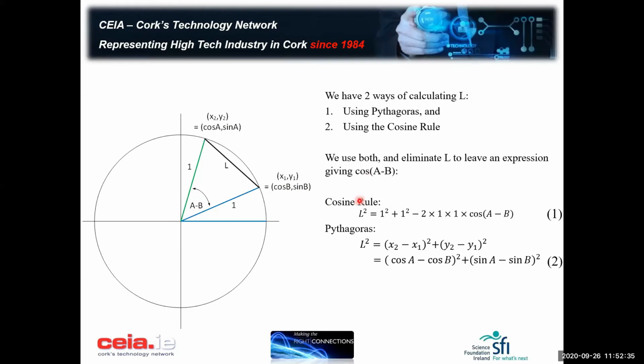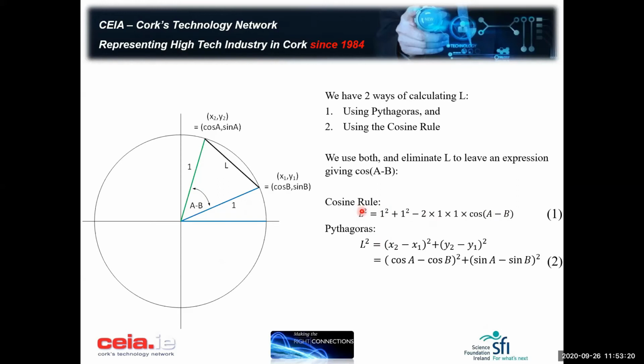The details of it are: apply the cosine rule for this triangle. Normally it would be a squared equals b squared plus c squared minus 2bc cos A, where in this case the a is the length L. The b and c are both 1 because the length of those two sides is 1. And the angle is actually A minus B here. And this is how the formula looks then: L squared equals 1 squared plus 1 squared minus twice 1 by 1 by the cos of the angle.